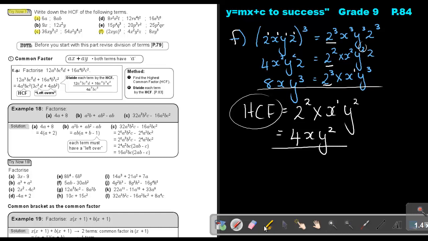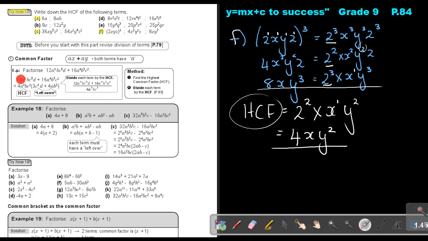Okay, let's continue. Before you start with this part, revise division in terms. So just remember how to do division. Go to the division part if you struggle. So if I ask you to factorize this, it means there are 2 terms and you must take out the highest common factor. So I do it exactly the same as I did here, and I got 4a3bc2. And now just remember, like the previous, the reverse of multiply is divide.